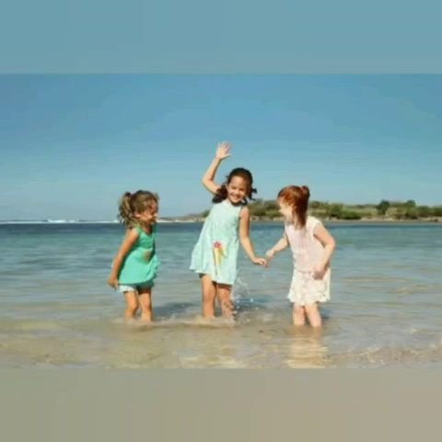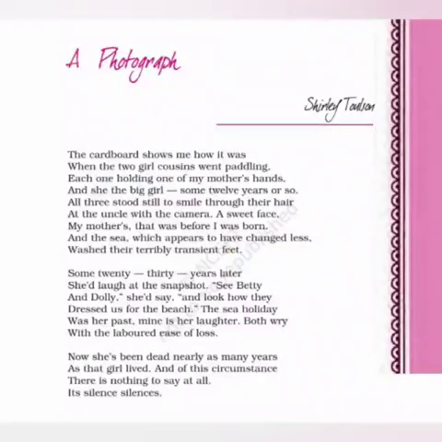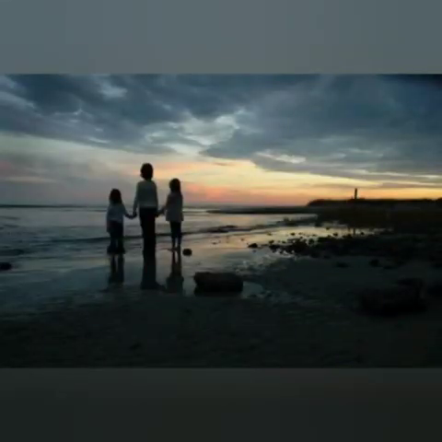So the poet's mother, she was the big girl, some 12 years or so. So when the photograph was taken, the poet's mother was around 12 years. All three stood still to smile through their hair at the uncle with the camera. So as they are standing in the water enjoying the sea, there was an uncle who had accompanied them, who was trying to take a photograph with his camera. And the three girls were very happy to pose for the camera. Look how beautiful the image the poet creates.